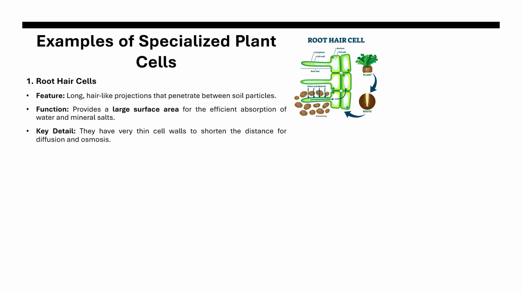Just like animals, plants also have cells which specialize to stay alive. So now we are looking at three heavy hitters: root hair cell, xylem vessel, and the palisade mesophyll. Each one is a masterpiece of design.